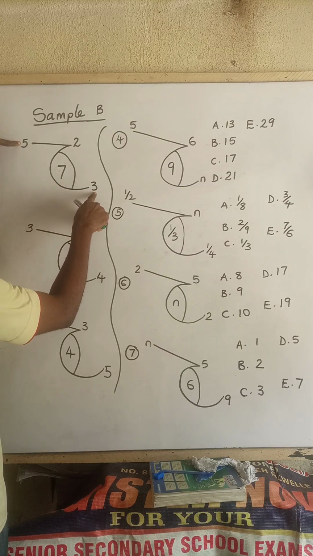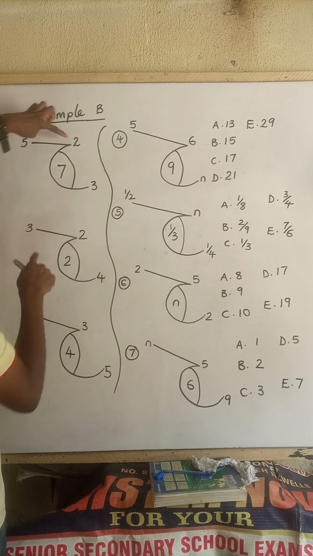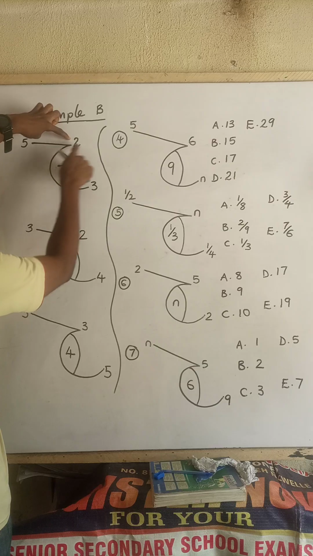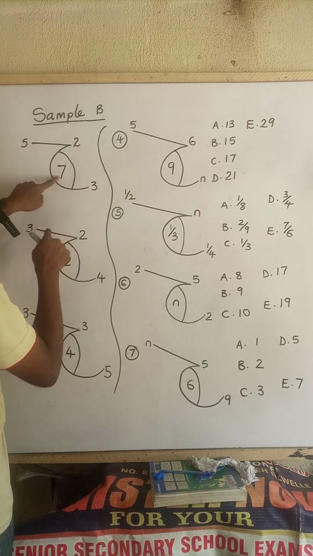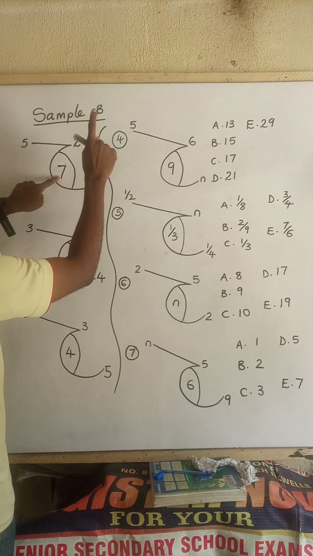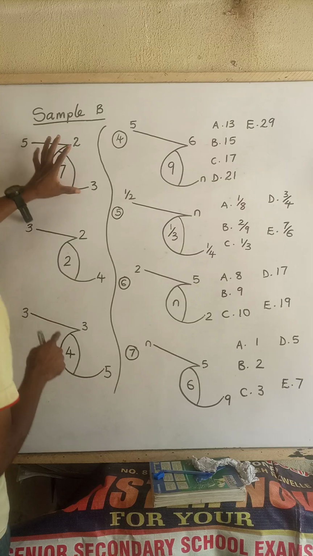It will give us what? 10. 10 divided by 2, it will give us 5. If 2 is not given, you will do 7 plus 3, 10. 10 divided by 5, it will give us 2. If 7 is not given, you will do 5 times 2. It will give us what? 10. 10 minus 3, it will give us what? 7, and so on and so forth.